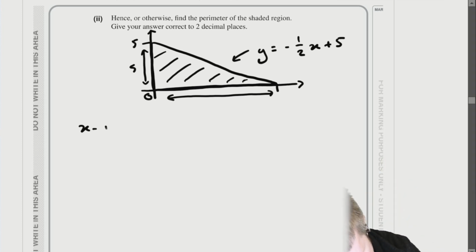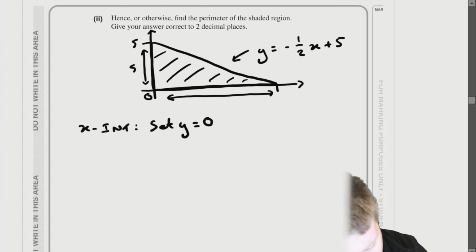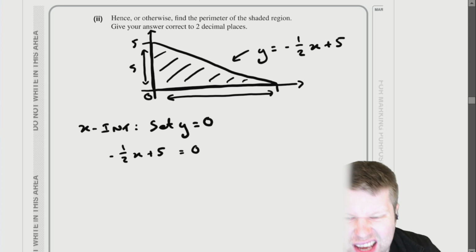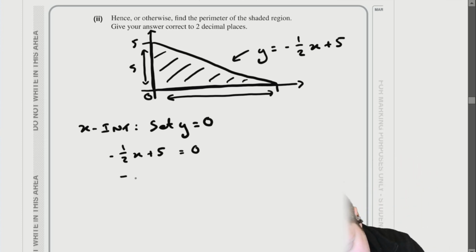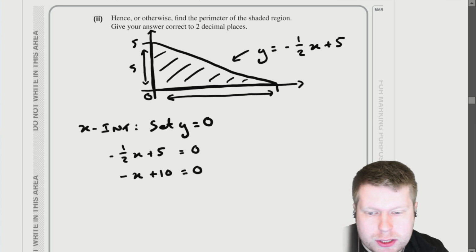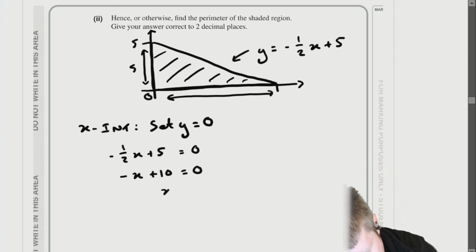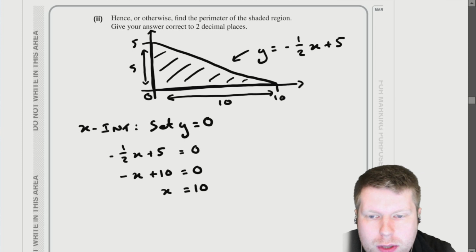Remember, to find the x-intercept, you're just going to set y equal to 0. So I can solve this equation up here. I'll have -1/2 of x plus 5, and of course that's equal to 0. Now, just because I don't really like the fraction, I'm just going to multiply through by 2. That's going to give me -x plus 10 is equal to 0, because 0 times 2 is still 0. Then as a result, I can simply solve this to find x is equal to 10. So that point there is 10, which means that the length along the bottom is just 10 units.